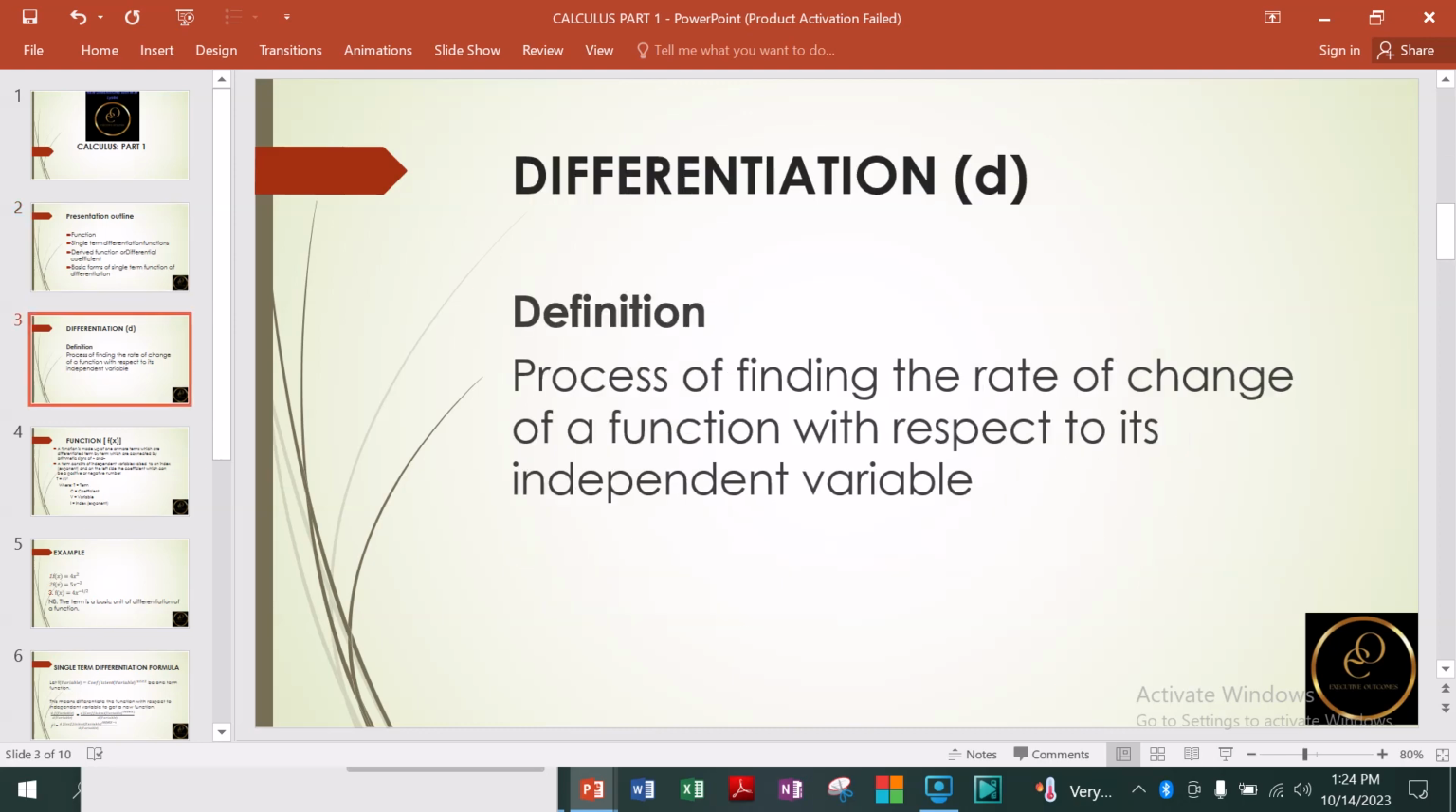So what is differentiation in the first place? It can be taken to be a process of finding the rate of change of a function with respect to its independent variable. Differentiation, particularly in calculus, is an important function, which helps us to determine a number of things. When you look at calculus, calculus in this particular respect is taken to be a study of continuous change.